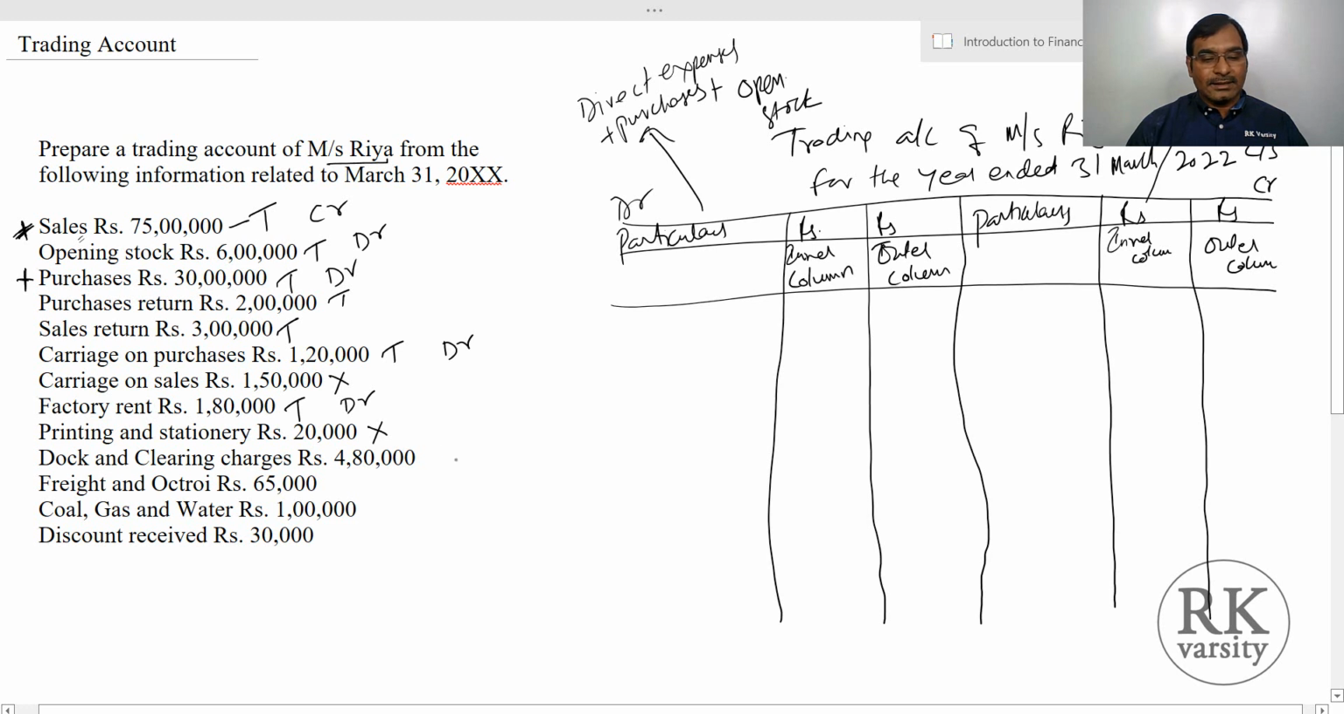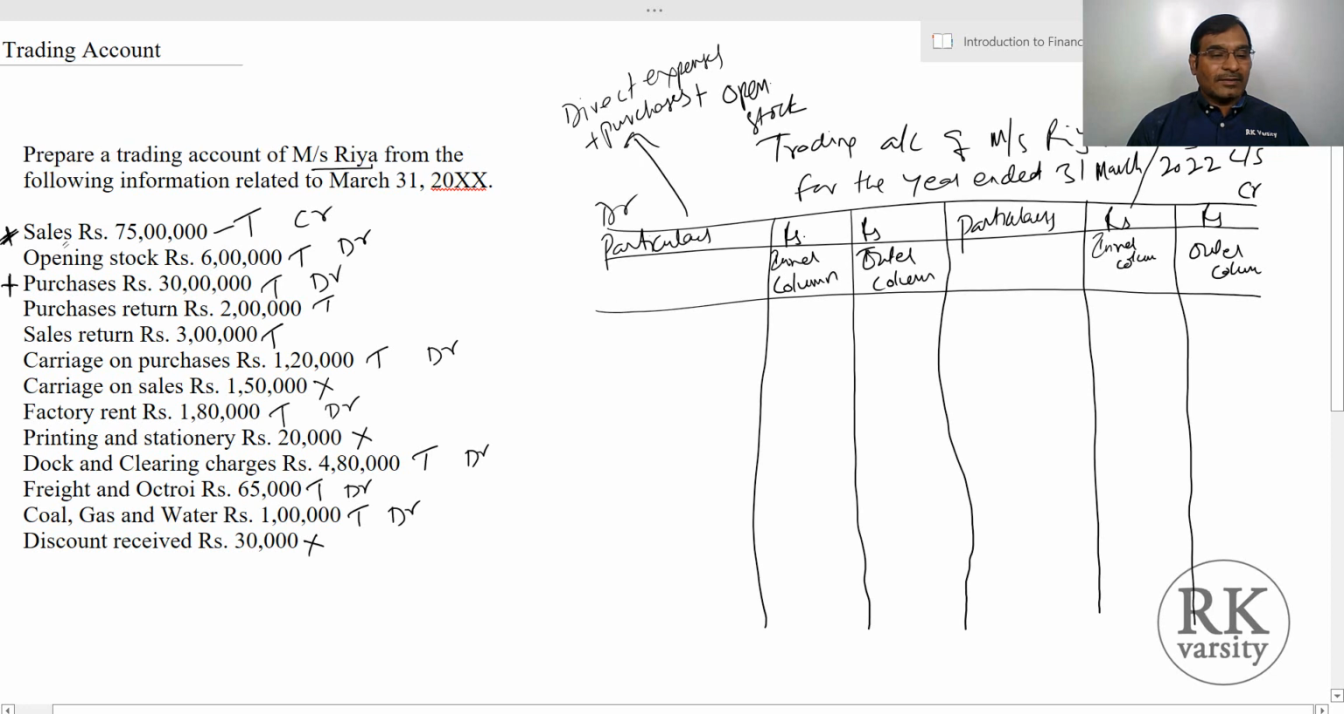Then dock and clearing charges, this is a direct expense, so it is in the trading account on the debit side. Freight and octroi are the charges you pay when you import goods or move goods from one place to another. So this is your direct expense, trading account, and as this is expenditure, we put it on the debit side. Coal, gas and water, again direct expense, trading account, debit side. Discount received is a part of your other income, which we will not consider in the trading account.